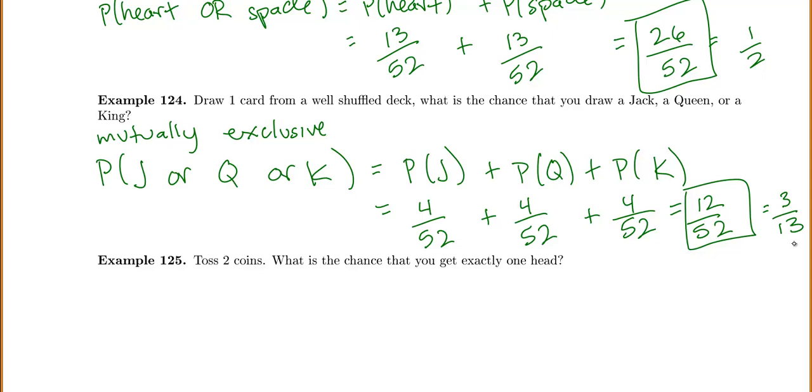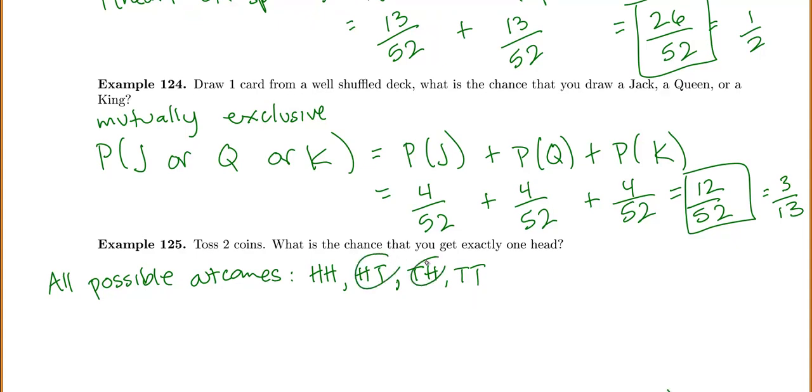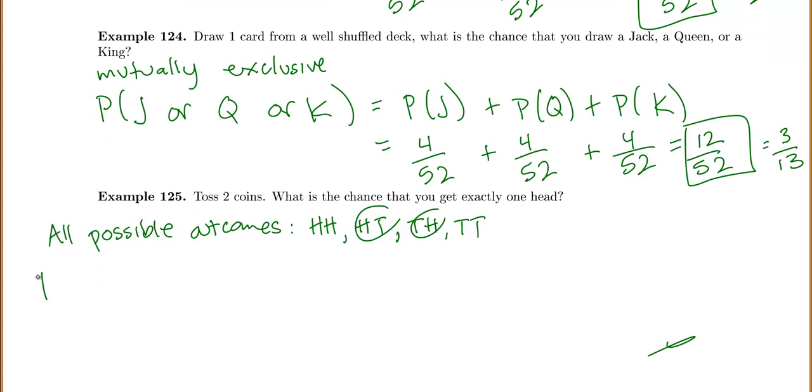Example 125, let's toss 2 coins, so these are 2 separate coins. What is the chance that you get exactly 1 head? To get exactly 1 head, you have to ask yourself, what are the ways that I can get exactly 1 head? First of all, what are all the possible outcomes? Let's do that first. All possible outcomes is that you could have head-head, or head-tail, or tail-head, or tail-tail. And we're only interested in the outcomes that give you exactly 1 head. So if you want to get exactly 1 head, you're looking for the probability of head tails or tails heads. And when you have the or, you can add the probabilities.